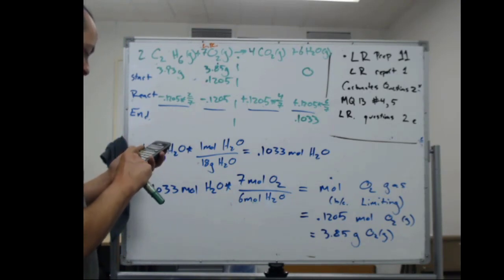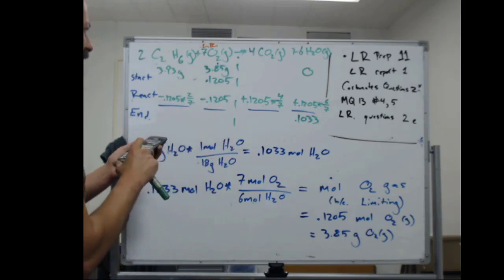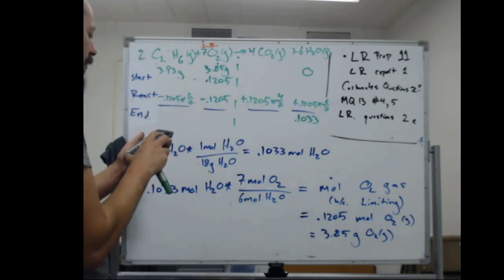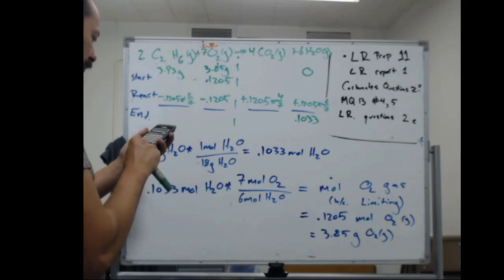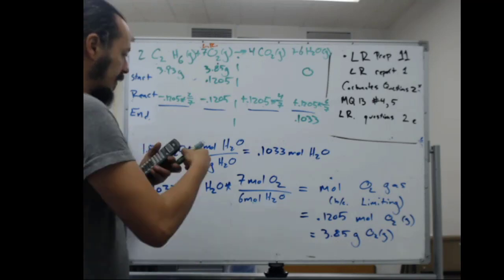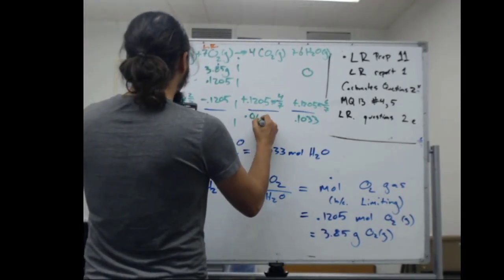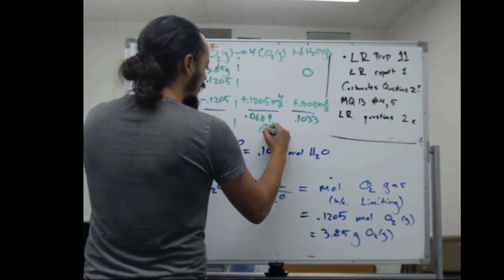0.1205 times 6 divided by 7. Looks good. A little bit of a rounding error. I probably could have kept a couple extra digits, but close enough. We're within 0.1% of it. Then I could do 0.1205 times 4 divided by 7. And that's going to get me my amount of CO2 produced, 0.0689 moles CO2.